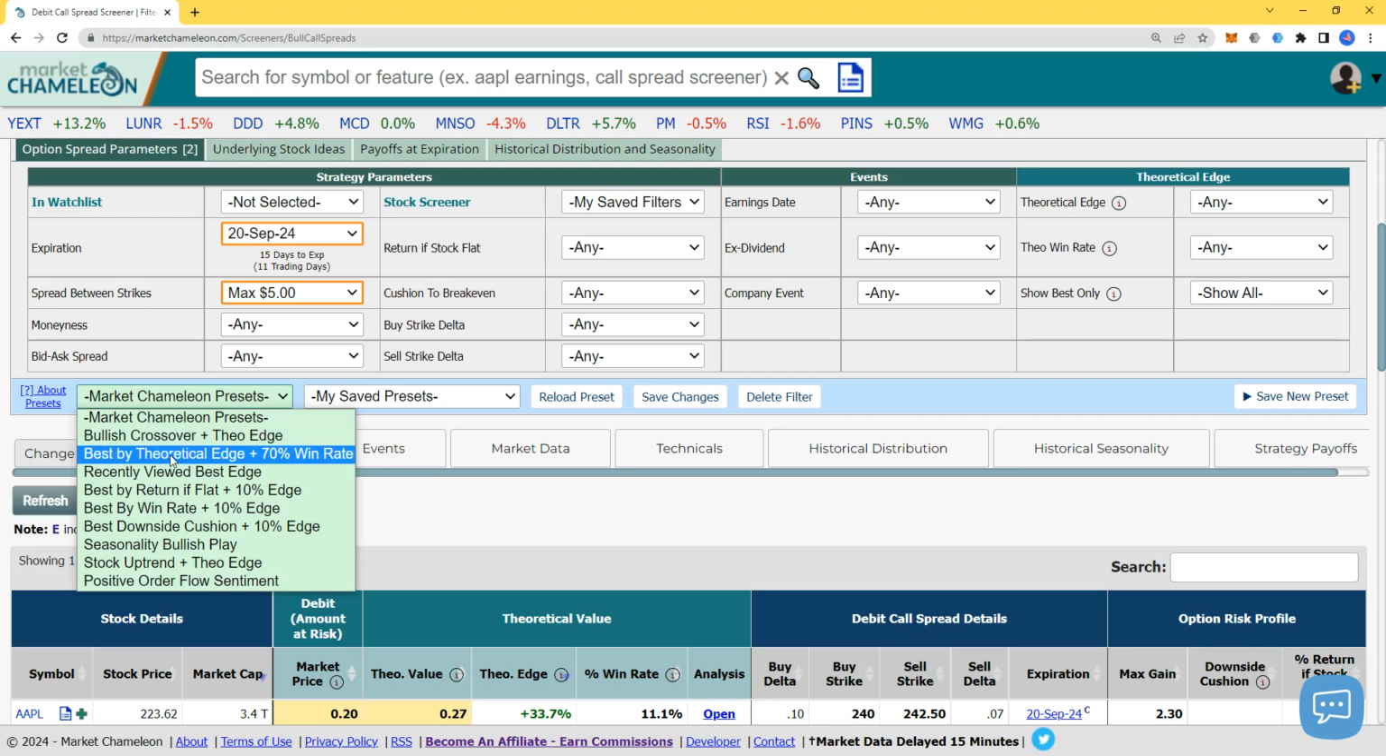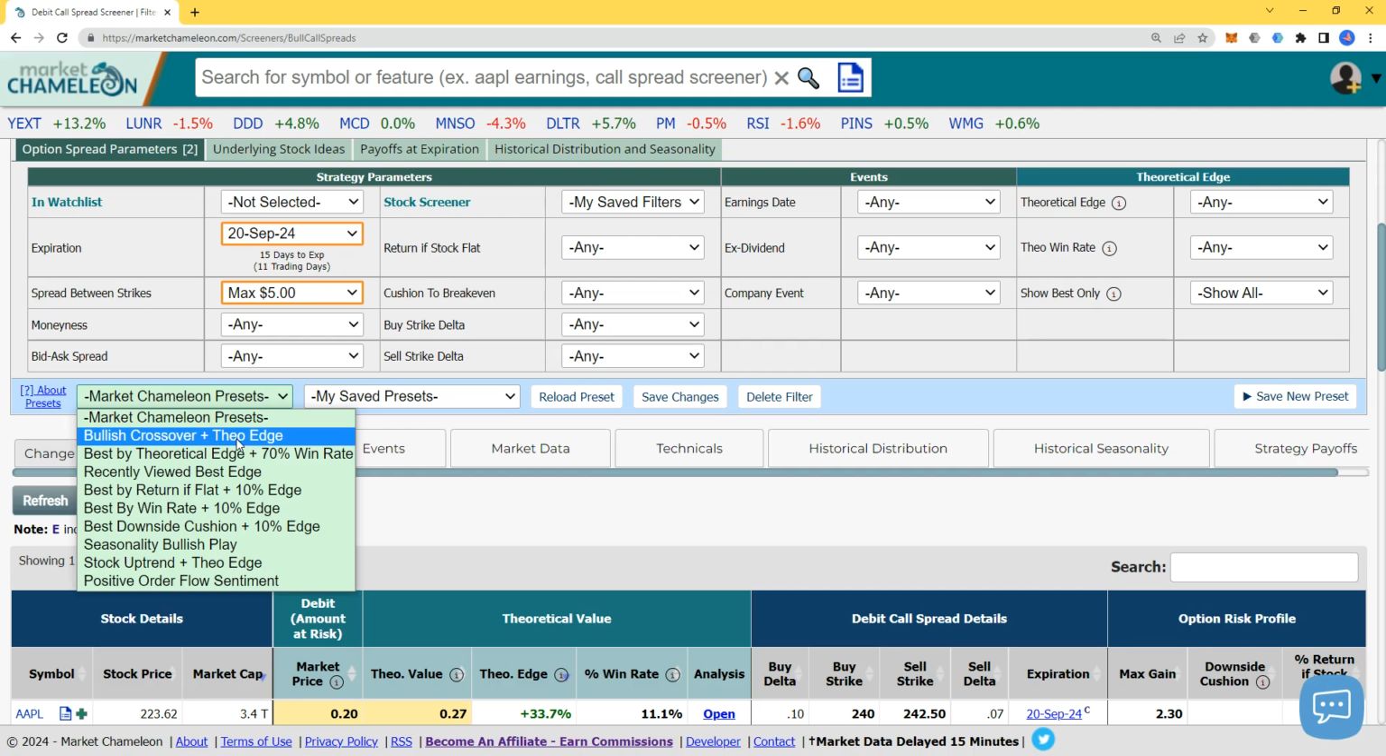Then we got best by theoretical edge and 70% win rate. Recently viewed. Best return if flat. Best by win rate. Best downside cushion. Seasonality. Let's go over this, with the first one at least. Bullish crossover plus theoretical edge.